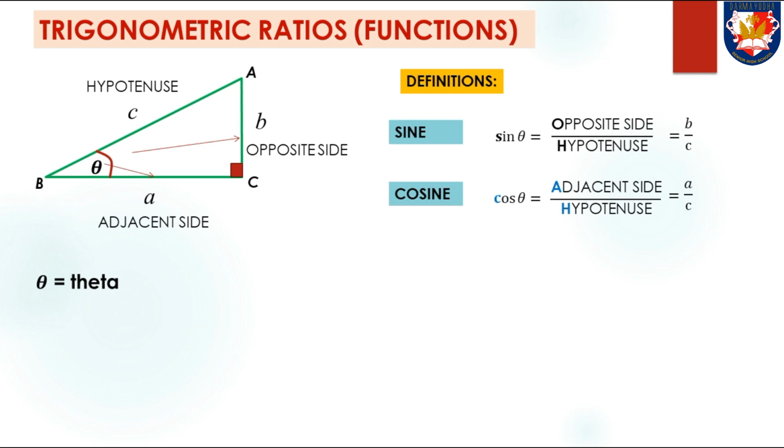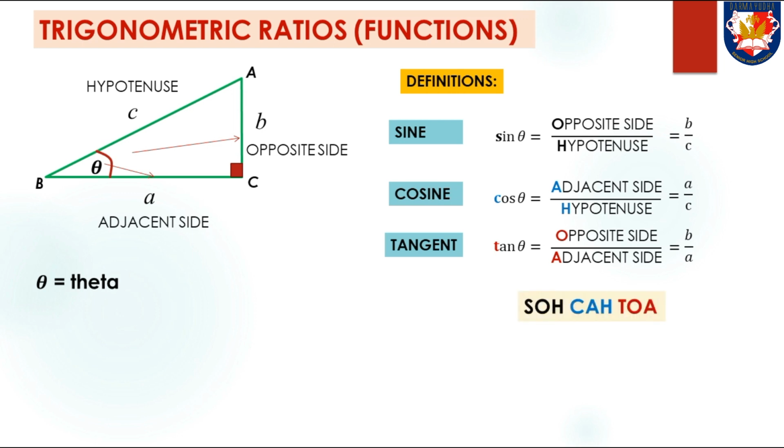The third one is tangent. The tangent of the angle theta is defined as opposite side over the adjacent side. Because the opposite side is B and the adjacent side of the angle theta is A, tangent theta equals B over A. To memorize the definitions, some people use SOHCAHTOA. S is for sine, O is the opposite side, H is the hypotenuse, C for cosine, A for the adjacent, H for hypotenuse, T for tangent, O for the opposite, A for the adjacent.